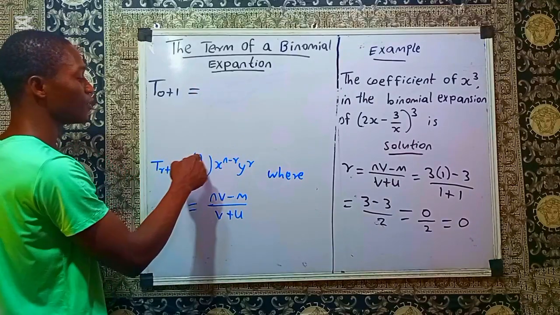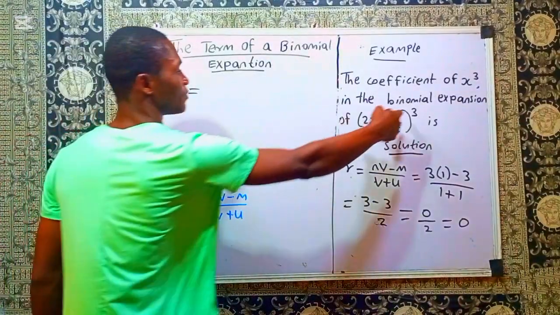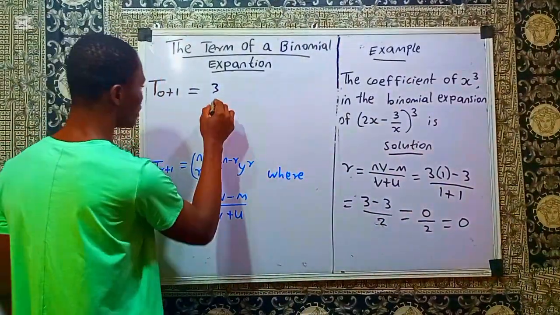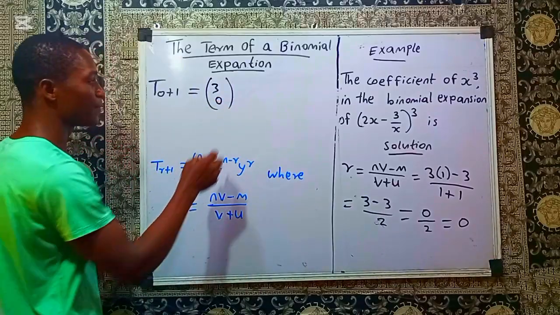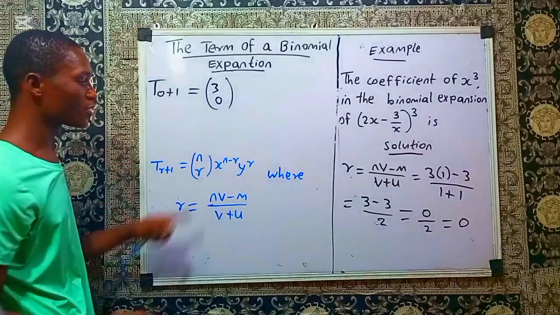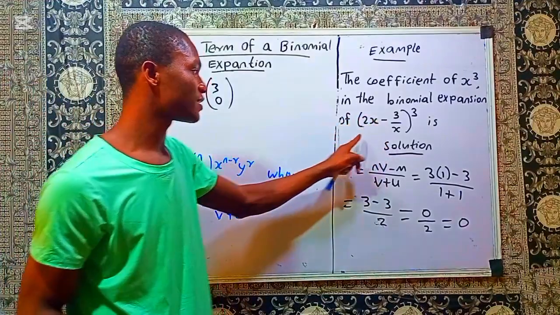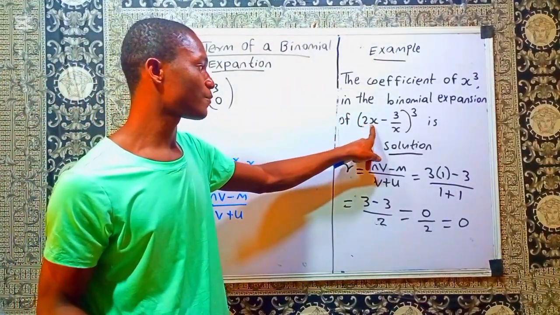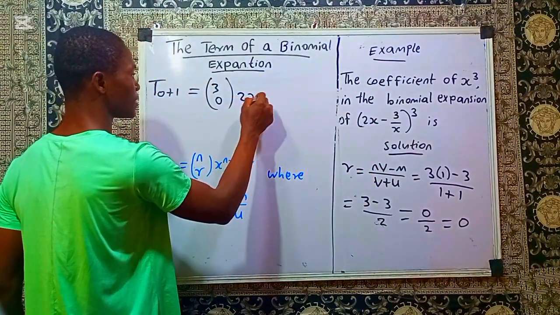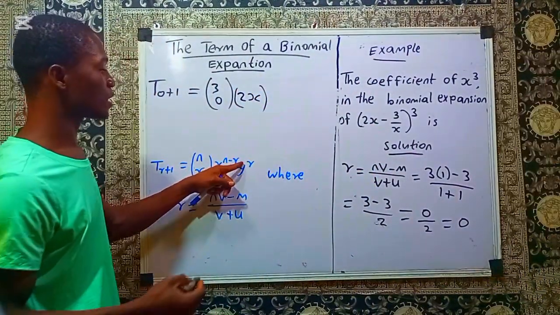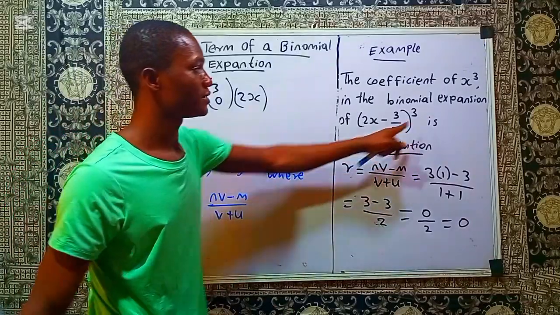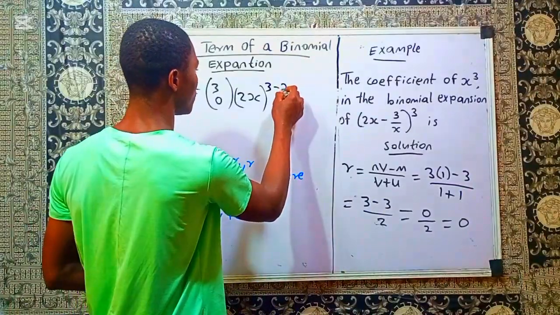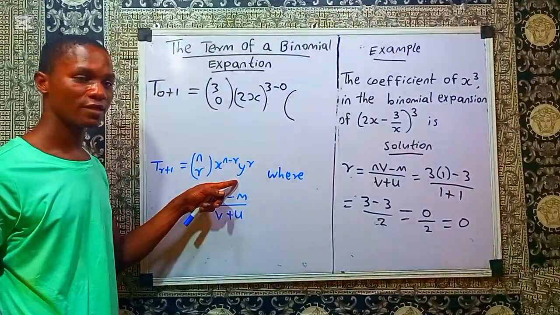So we are going to have, what is our n? n is the index of the bracket, that's 3, combination r. What is our r? We calculated r to be 0. Then multiply by x raised to power n minus r. What is x? x is the first quantity inside the bracket. This is a notation. x is standing for the first quantity inside the bracket. What is the first quantity inside the bracket? 2x. So I have 2x. Then you raise this to power n minus r. What is our n? Our n is the index of the bracket. That's 3 minus r. We calculated r to be 0. Then multiply y raised to power r.